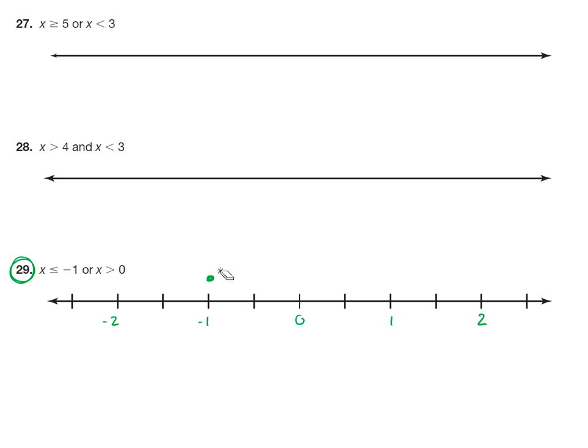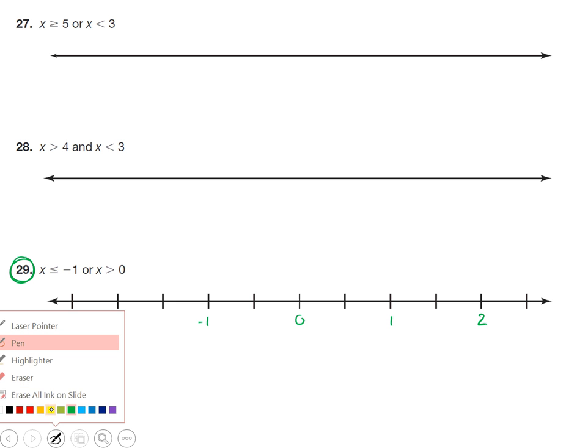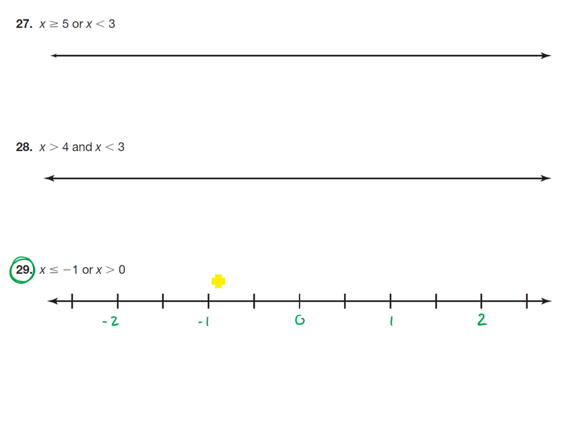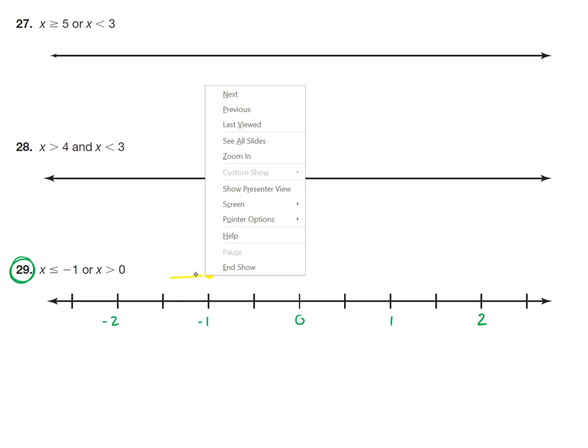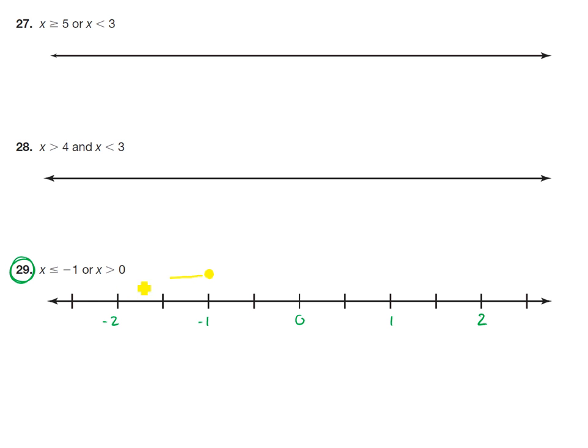Oh, no, you know what I do? I want to be clever with the colors here. I'm going to pick the color yellow for this first one. So x's are those things that are less than or equal to -1. So obviously my boundary point is a solid point, and my arrow is going this way.